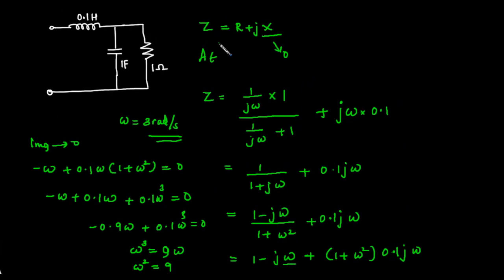What we have done? We have found out the impedance of the circuit and equated its imaginary part to 0 so that the impedance be purely resistive. And by equating it to 0 and solving it, we found out omega to be 3 radians per second.